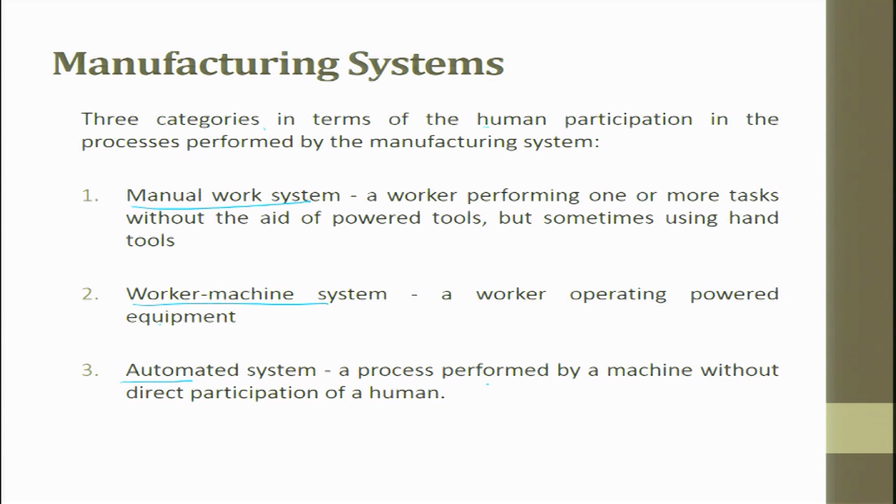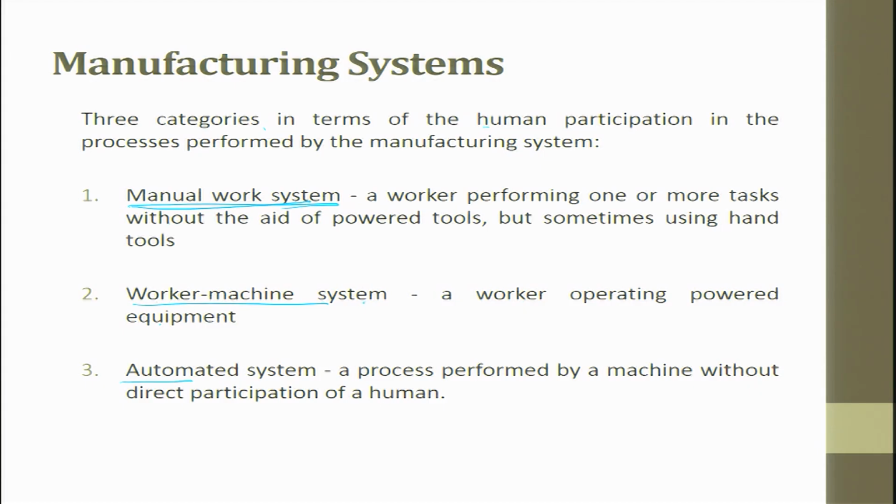In manual work system, a worker performing one or more tasks without the aid of powered tool, but sometimes using hand tool is called as manual work system. Okay. So, fitting assembly or sometimes using hammer. Okay. The blacksmith, whatever he does is manual work system.